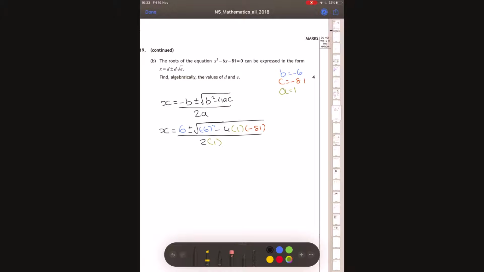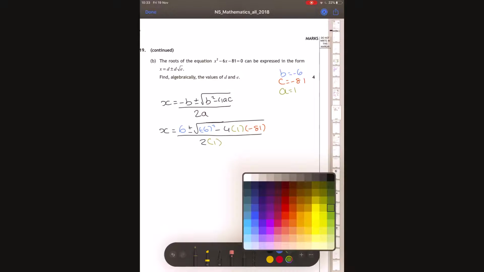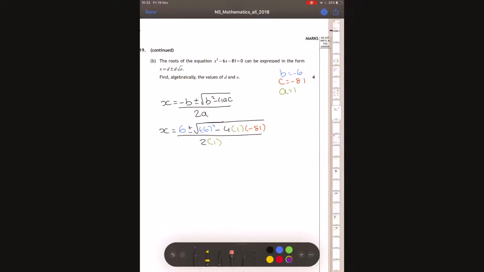So in part B, we're asked to find the roots of the equation. You should know to use the quadratic formula, because this should remind you of the quadratic formula, because it looks very similar to it. So we need to find the values of d and e. So we start off with our quadratic formula here, then we substitute our values in, which I've done all nicely colour coded, and then we work it out.